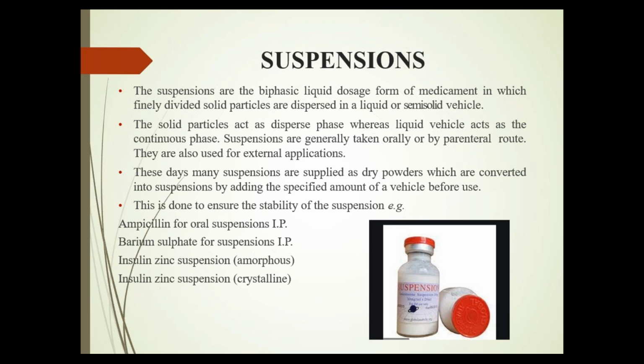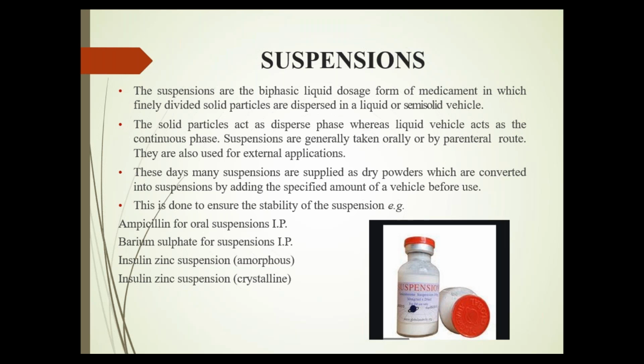So nowadays what they do is they do not formulate it as it is, in suspension form. They are generally in powder form. And only whenever you want to use it, you add whatever vehicle is required. The specified quantity of vehicle will be added to the dry powder and then used. So just before use, you add the specified amount of vehicle to the dry powder, and then what you will get is the suspension form. This is done in order to ensure the stability of the suspension.